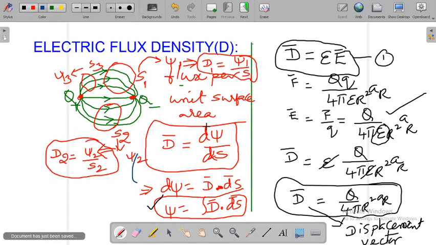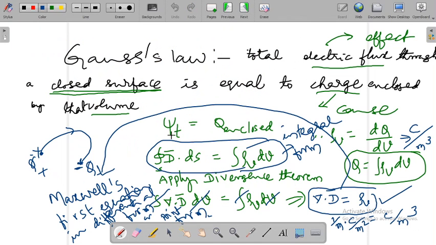As it is a closed surface, that is Gauss law, integral D dot dS. As it is a closed surface and volume, we need to consider volume charge. So the relationship between volume charge and volume charge density is like this. We got after simplification del dot D equal to rho V. On the left hand side we have integration, and here also we have integration.